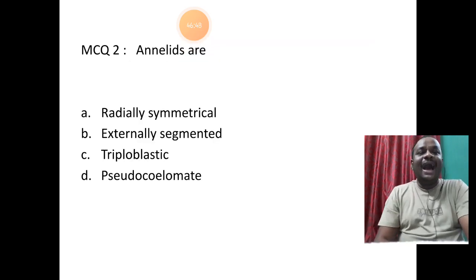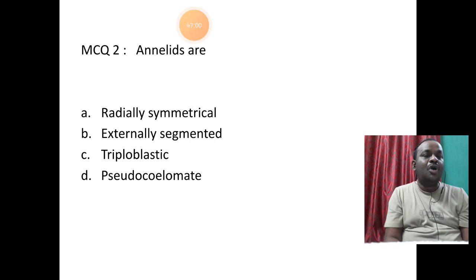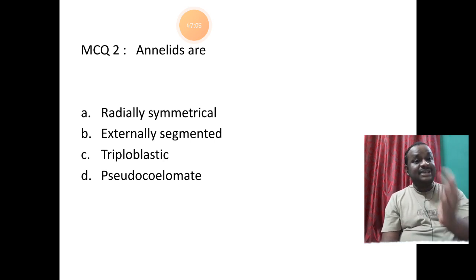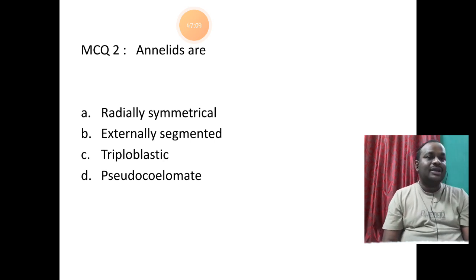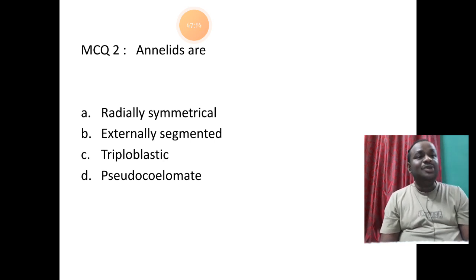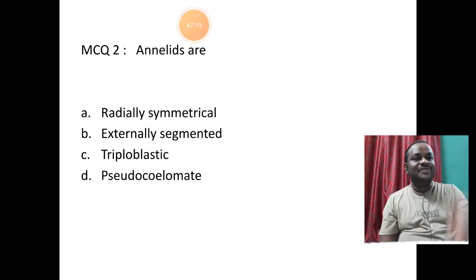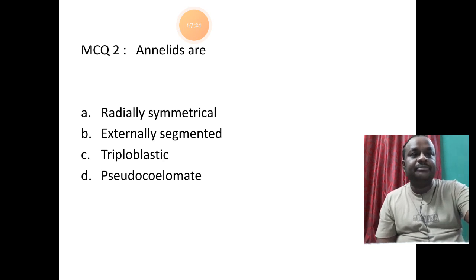Question 2. Annelids are, and different characters we have given as options. Radially symmetrical? Annelids are bilaterally symmetrical, so A is wrong. They are externally segmented? No. External segmentation moves inside as septa. So B is also wrong. D, pseudocoelomate, but these annelids are eucoelomates. And C is triploblastic. So the answer out of these 4 is triploblastic, C.